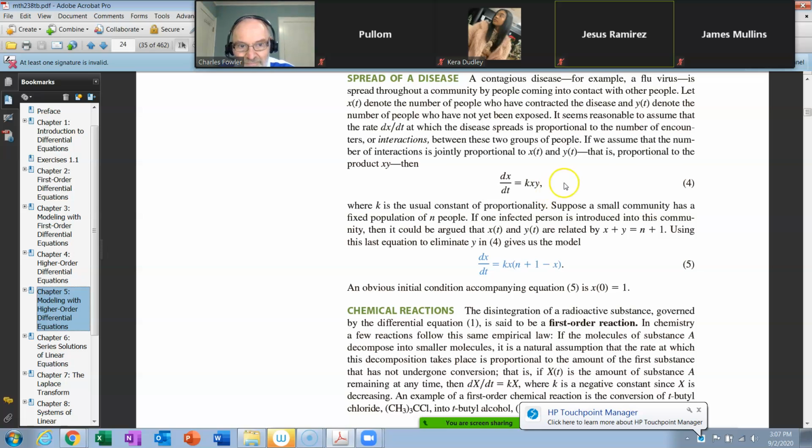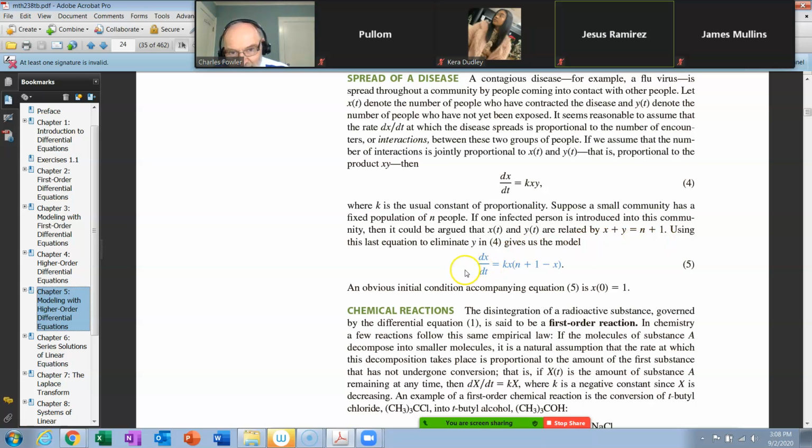All right, now, let's suppose that we have a small community, a fixed population of N people, not a wide open deal. If one infected person is introduced into that community, so not all of them are exposed, then it could be argued that x and y are related by this relationship: x plus y, the number infected plus the number not infected, is equal to the original number in the population plus 1. Why? Because you introduced one more person who was infected.